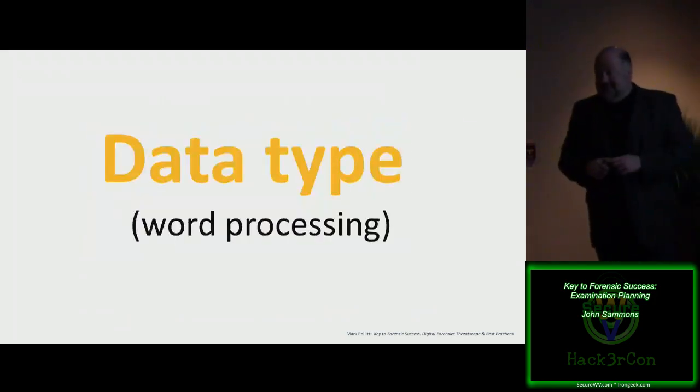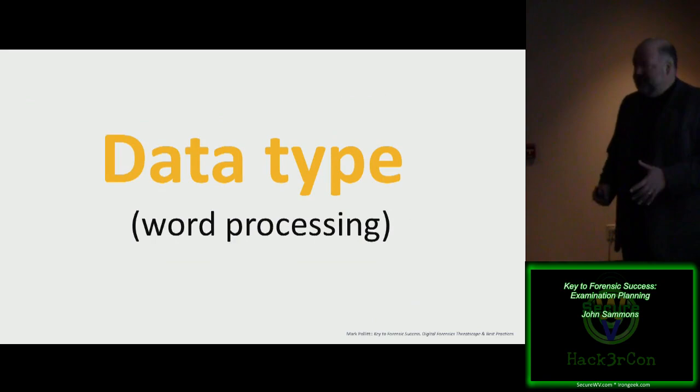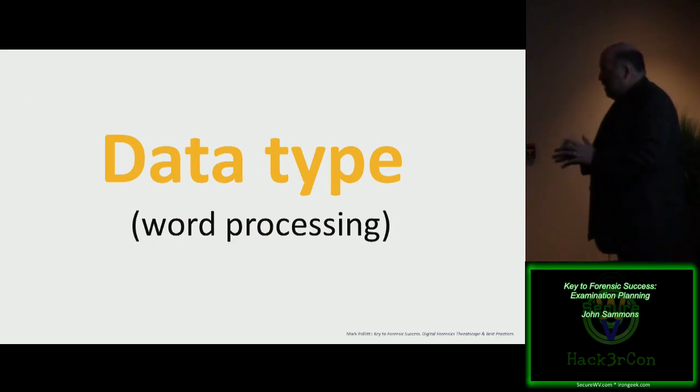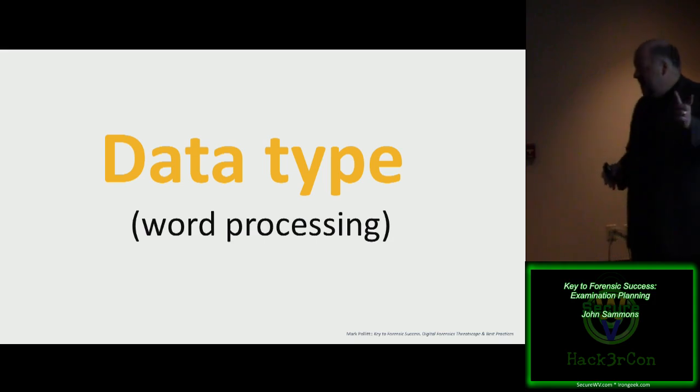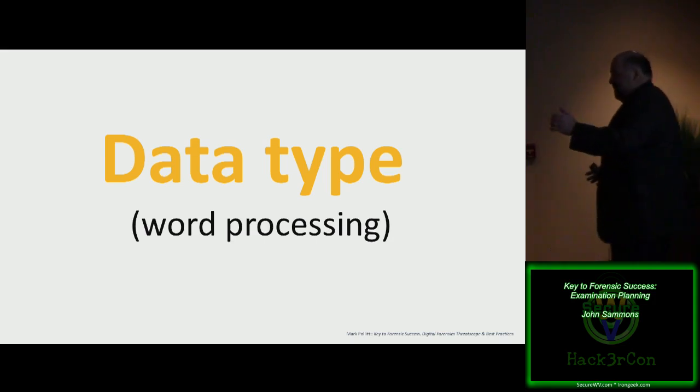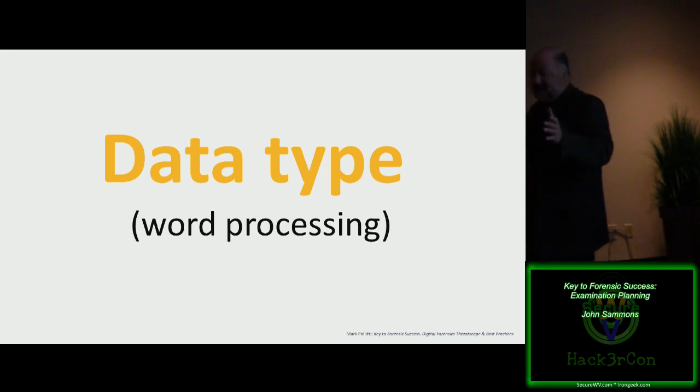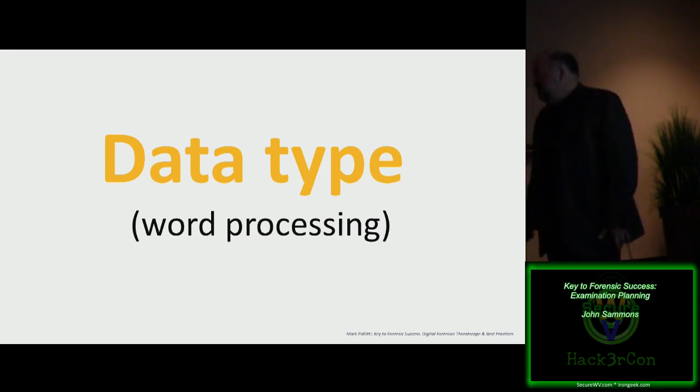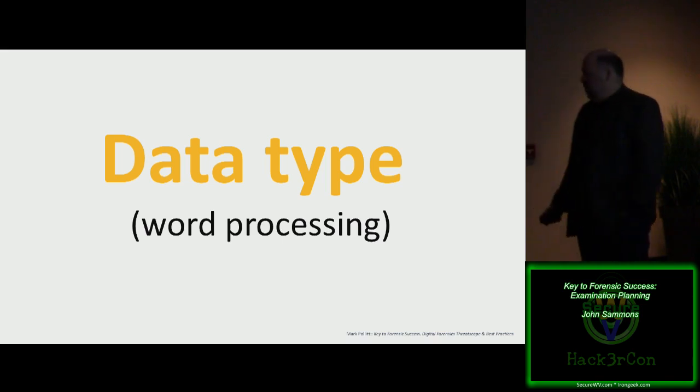On the digital side, when we start to classify things, we can put them in a certain class or group. We can do that by data type, all right? Word processing file, for example. Word, and what's the extension we're looking for there? DOC, DOCX, depends on the version, right?